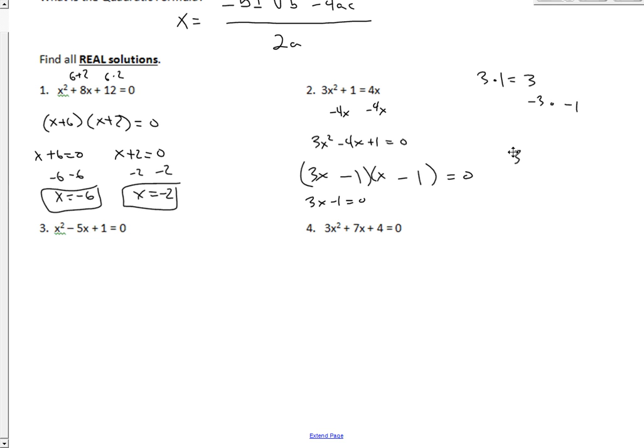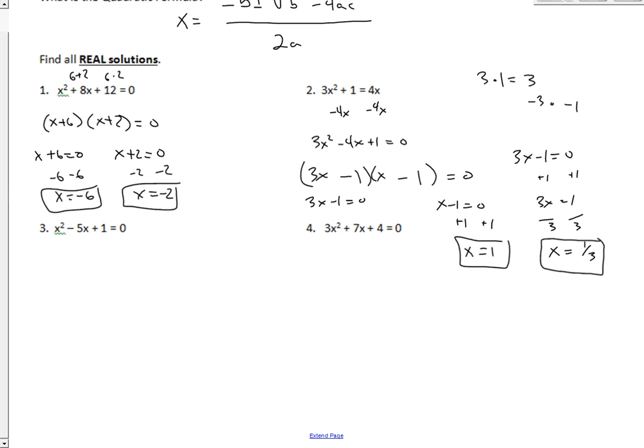So let me work over here. 3x minus 1 equals 0. I will add the 1. Get 3x equals 1. Divide by 3. And I get x equals 1/3. Now for x minus 1 equals 0, I will add 1 to both sides and get x equals 1. All right.